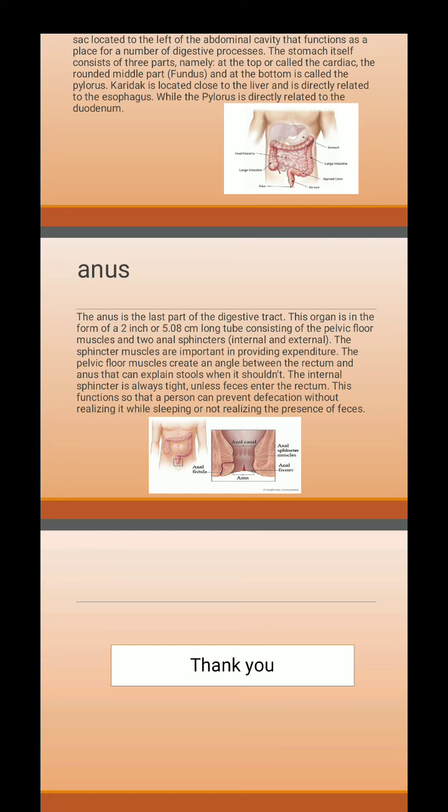The sphincter muscles are important in providing control over expenditure. The pelvic floor muscle creates an angle between the rectum and anus that can hold stools when it shouldn't be released. The internal sphincter is always tight, unless feces enter the rectum. This function is so that a person can prevent defecation without realizing it while sleeping or not realizing the presence of feces.